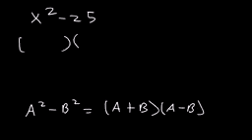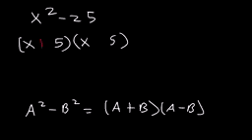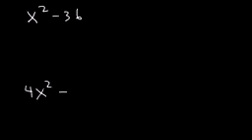So the square root of x squared is x. The square root of 25 is 5. One side is going to be positive and the other side is going to be negative. That's how you can factor x squared minus 25. Try this example. X squared minus 36 and 4x squared minus 81.